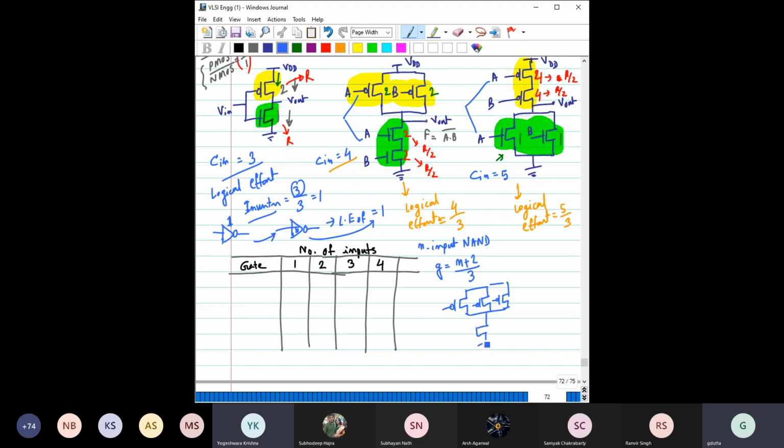So 3 input, we are doing a 3 input NAND. I am not doing it completely. It is A, B, C here also. Again, here the sizing would be 2, 2, 2 only, but here we have 3. So the transistor has to be scaled by what? What should be the scaling here?